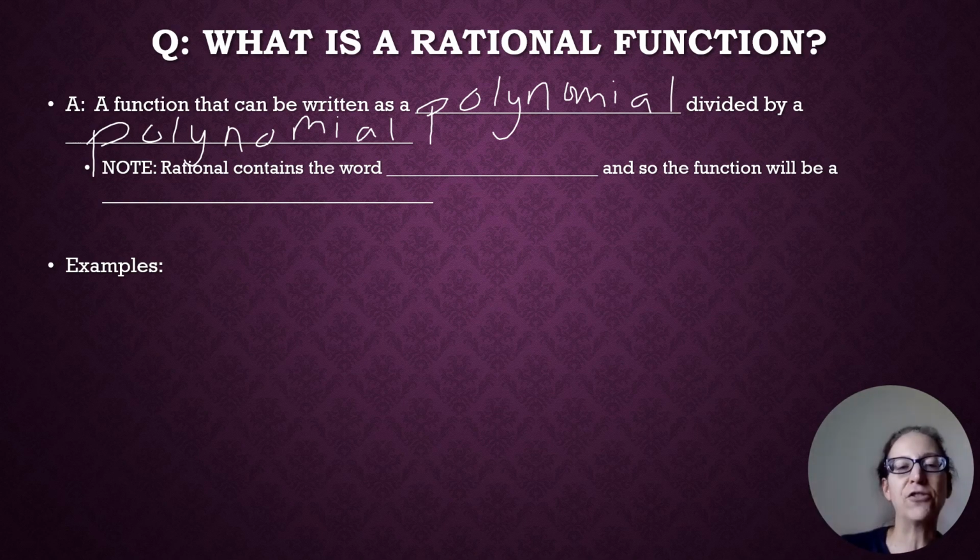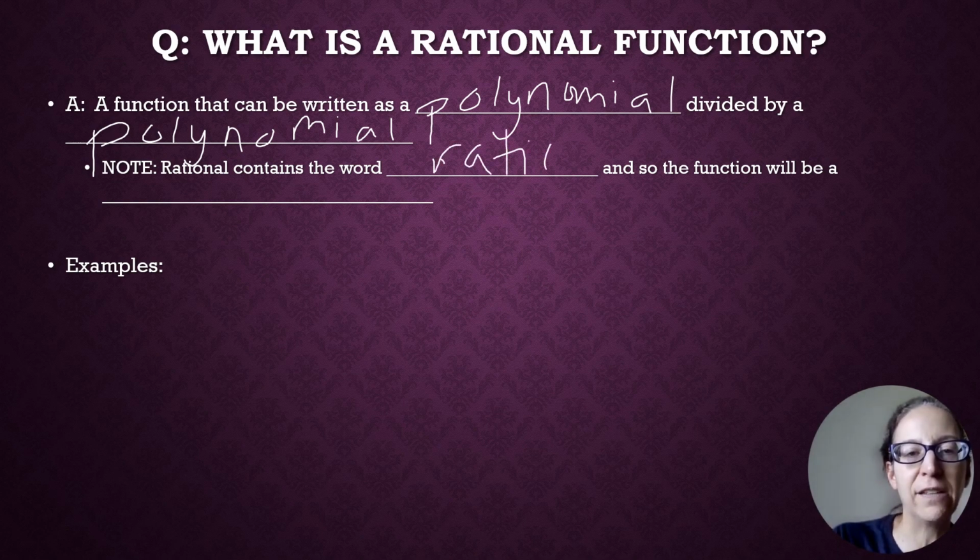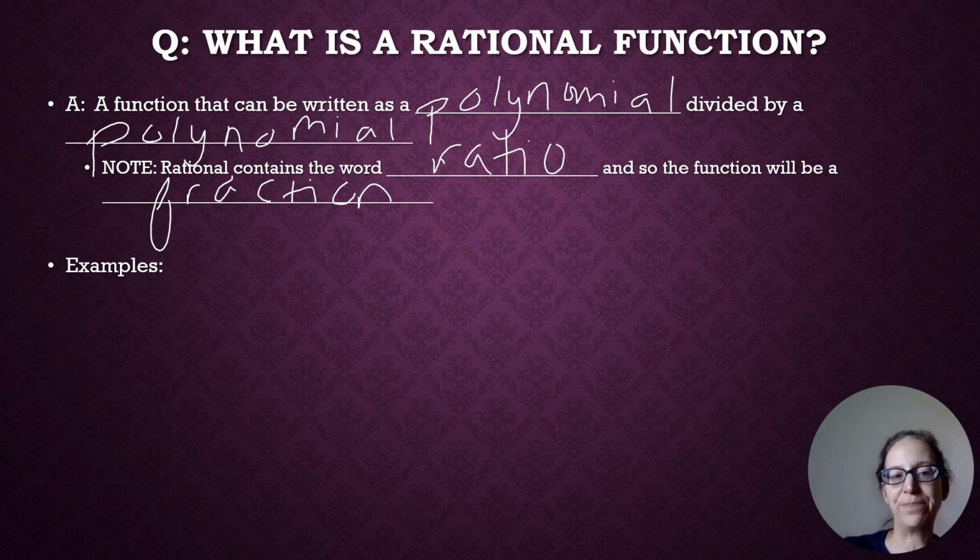Now, the word rational contains the word ratio. You can actually see it in there. And so if you remember, a ratio is a comparison of numbers. And so we write those as, there's a bunch of different ways you can write a ratio, but the most common way that we see them written in math is as fractions. And so rational contains the word ratio. And so the function will be a fraction.